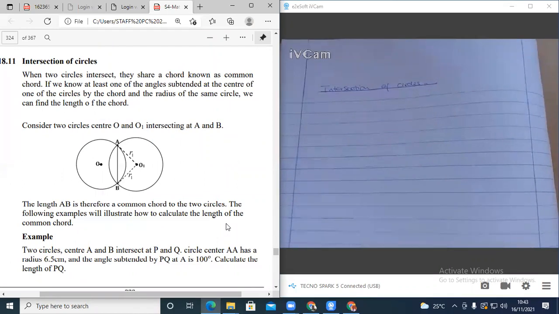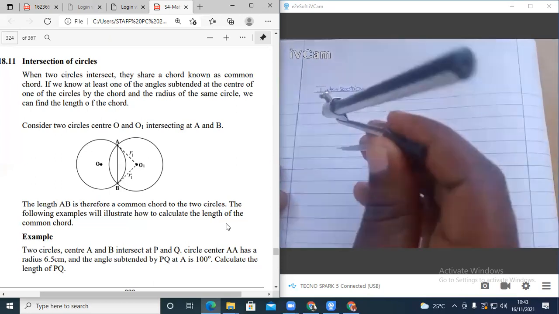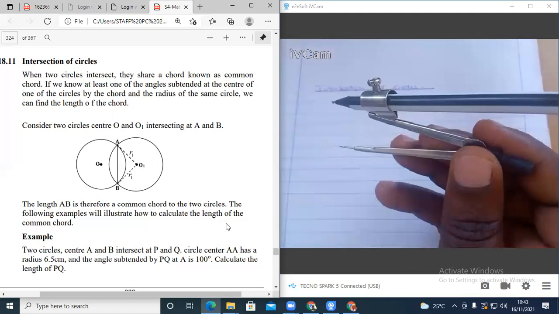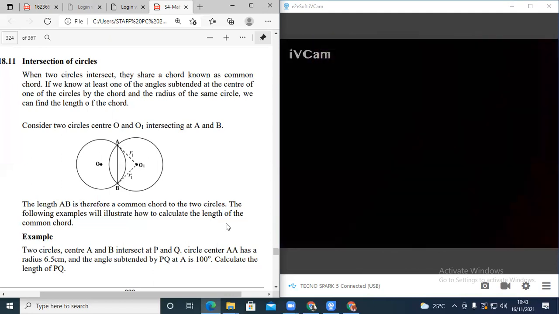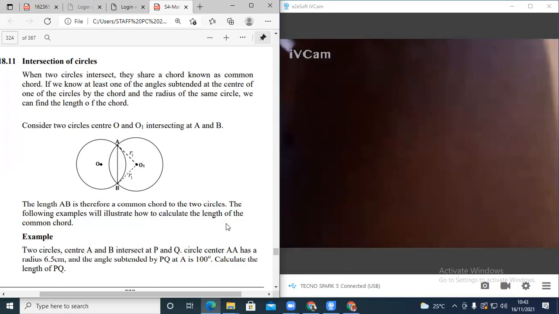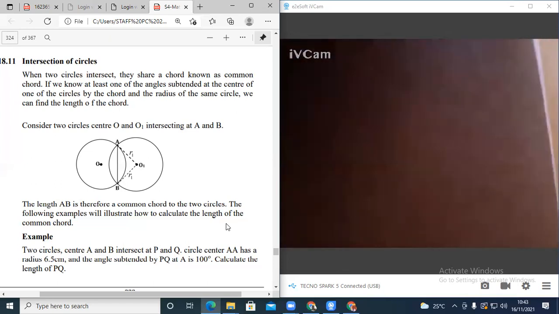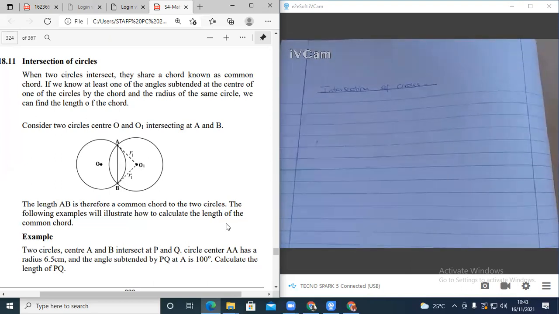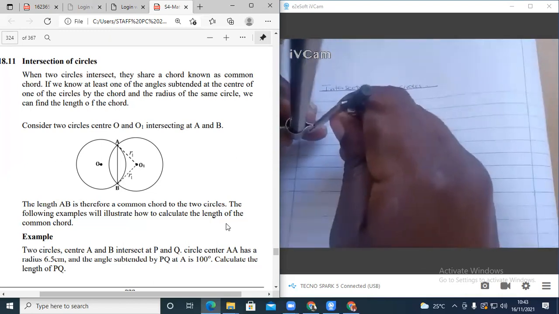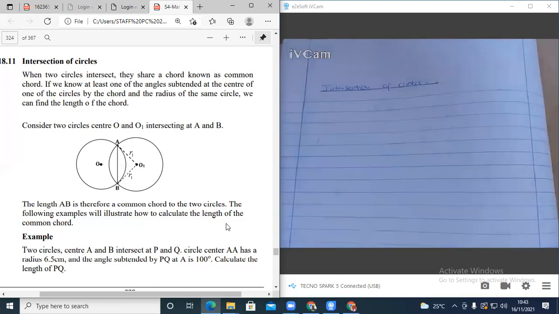So you have a geometry set. Let me first draw for you one circle and I show you what a chord is. Then I'll draw the other. Okay, so if we have this circle like this, I think the pen has taken long without writing.